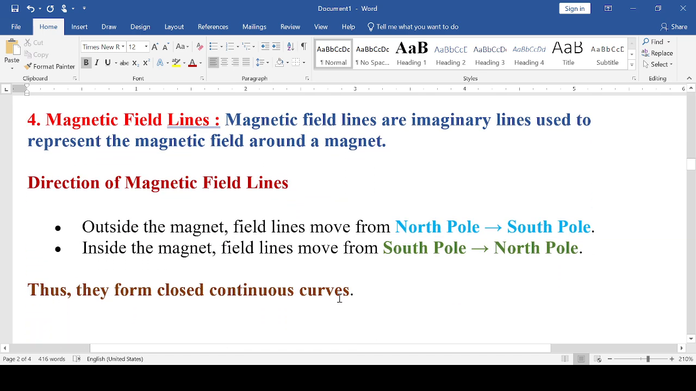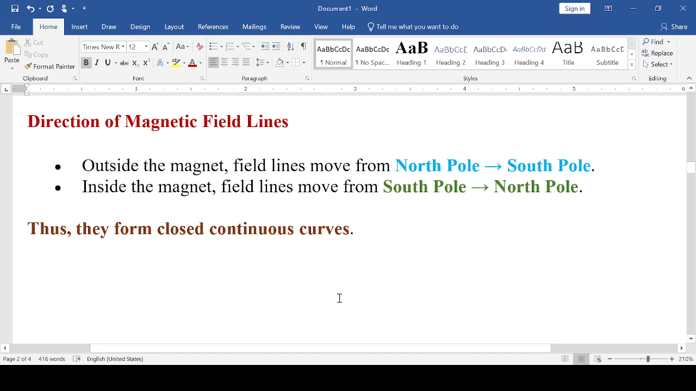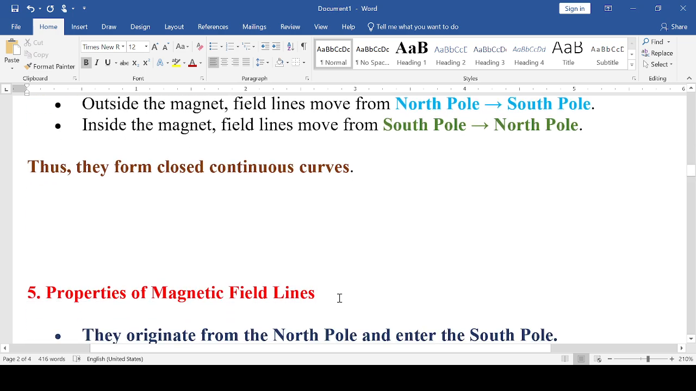Direction of a magnetic field. Outside the magnet, field lines will move from north pole to south pole, and inside the magnet they will move from south pole to north pole. Outside, north to south; inside, south pole to north pole. Thus they form closed continuous curves.